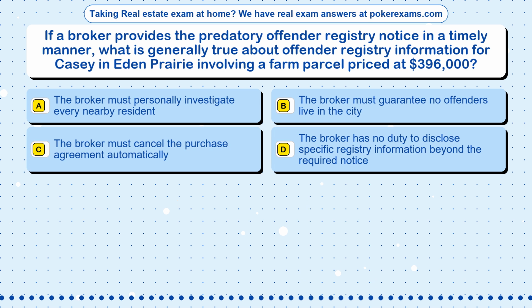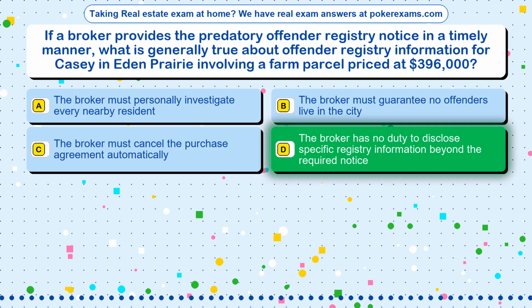Question 28. If a broker provides the predatory offender registry notice in a timely manner, what is generally true about offender registry information for Casey and Eden Prairie involving a farm parcel priced at $396,000? Option A. The broker must personally investigate every nearby resident. Option B. The broker must guarantee no offenders live in the city. Option C. The broker must cancel the purchase agreement automatically. Option D. The broker has no duty to disclose specific registry information beyond the required notice.